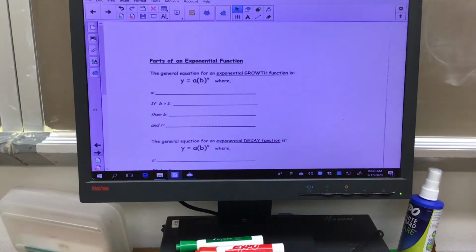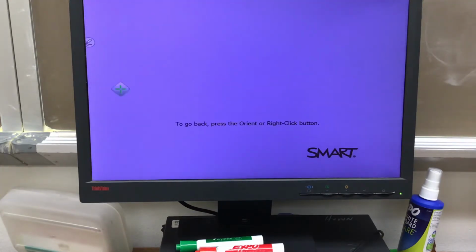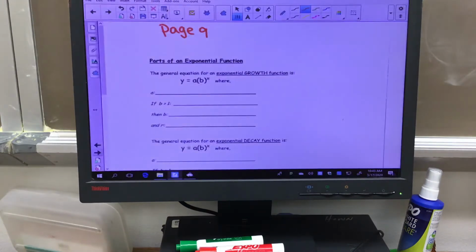Lesson is on page 9. We're going to be doing pages 9 and 10. So as you flip to page 9, I'm going to try orienting the board again. And today we're focusing on those parts of an exponential function.